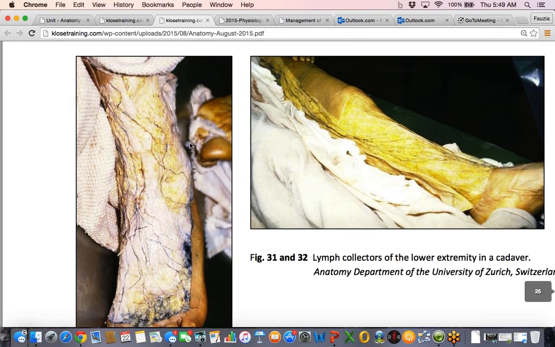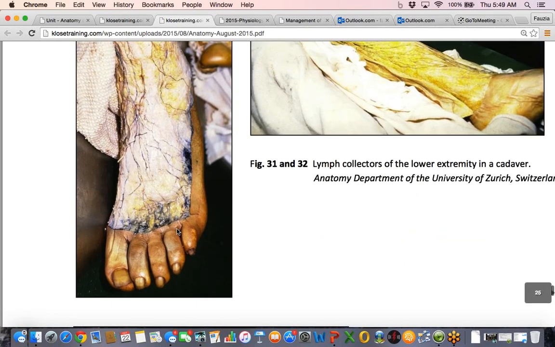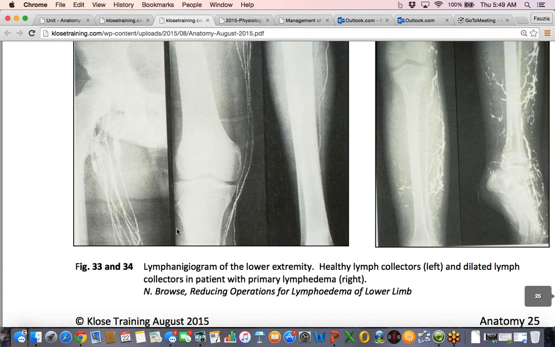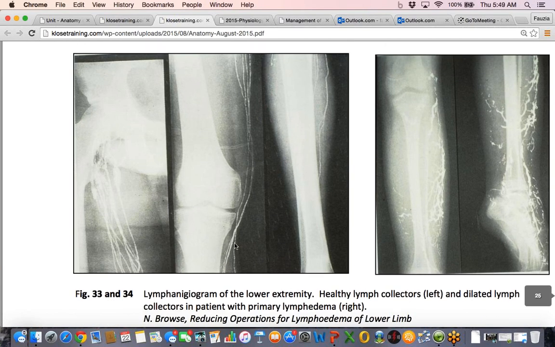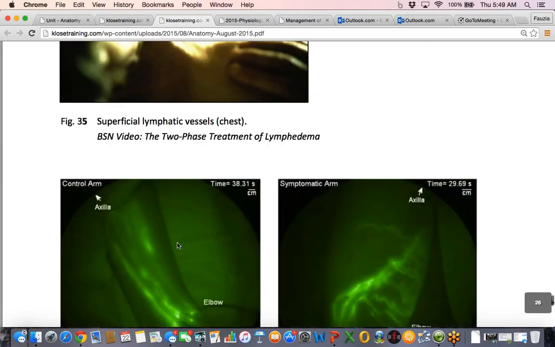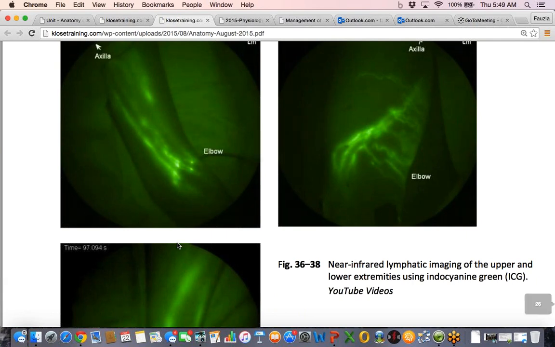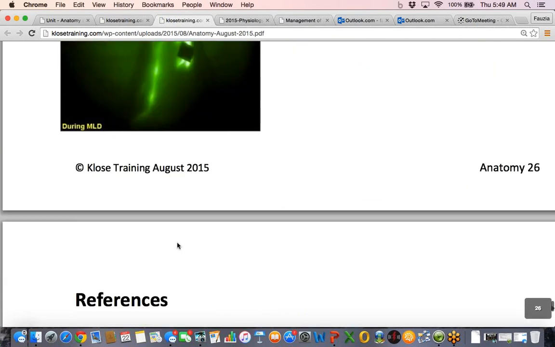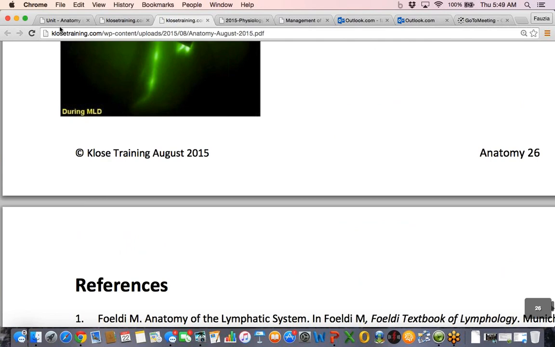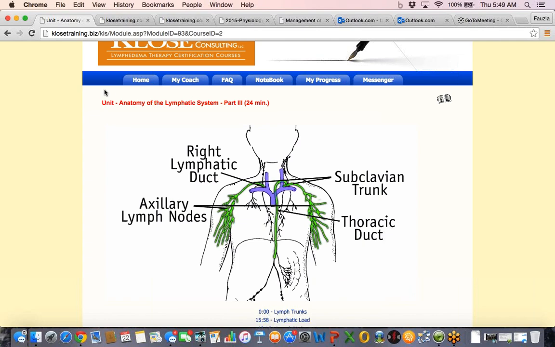Here's a picture of a cadaver where they've taken the skin off and you can see the vessels of the lymphatic system right under the skin. And here are some diagrams and X-rays showing lymphatic vessels, again, in the lower extremities. They did some lymphatic imaging showing the lymphatic system. So, in summary, I'm going to show you one more short video that talks about the lymph nodes.